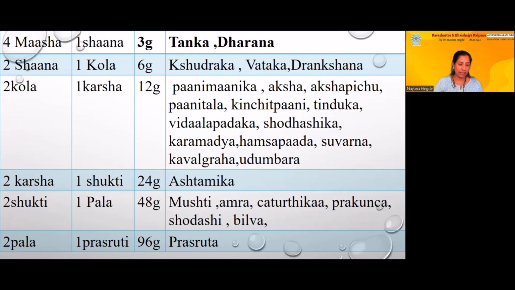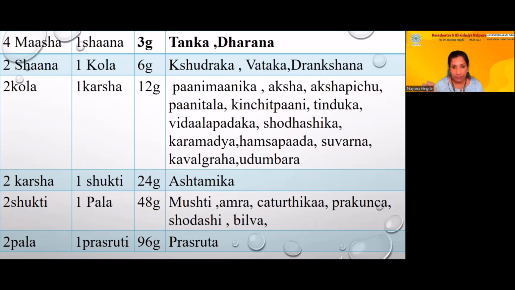Shodashika, shodasha, 16 masha leads to 1 karsha. Karamadhya, the middle of the palm. Hamsa pada, the weight of the hamsa. Kavala graha, how much quantity we can hold when we do kavala. The udumbara, the weight of the udumbara phala. One more is suvarna. Suvarna is the gold coin which used to be available in previous days, and the weight of that gold coin is equivalent to 1 karsha.